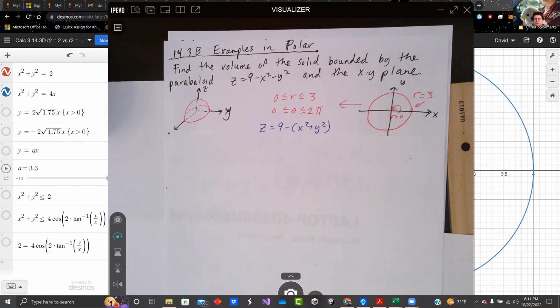We are doing multiple integrals, double integrals over a region that is better in polar coordinates. These are some examples. Let's just jump right into it. We'll have two examples in this video.